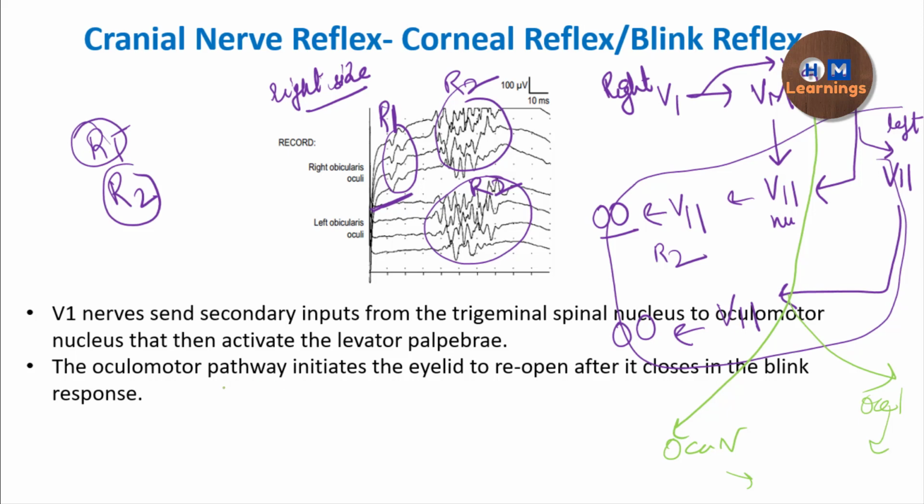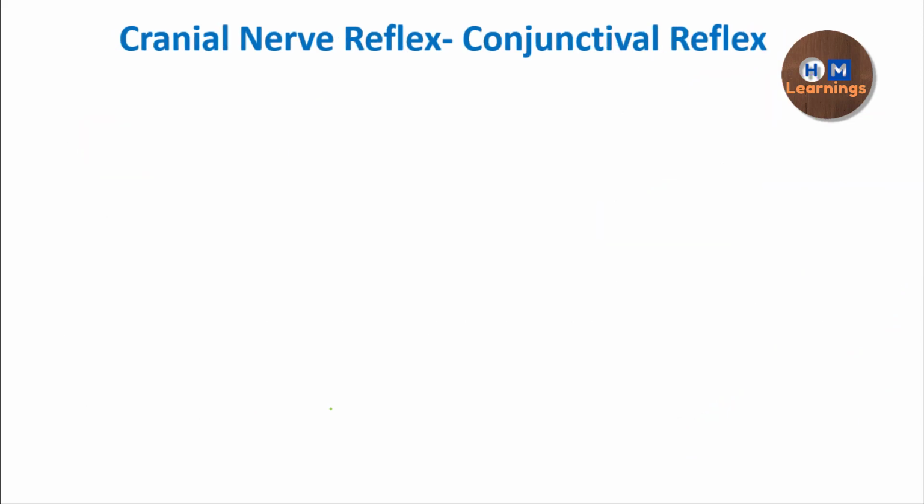So this is what is written here, that we will also send secondary inputs from the trigeminal spinal nucleus to the oculomotor nucleus, and then activate the levator palpebrae. The oculomotor pathway initiates the eyelid to reopen after it closes in the blink response. So that was about the corneal reflex, its components, and the pathway explaining it.